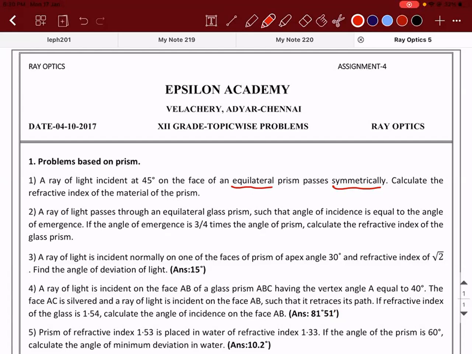First, a ray of light is incident at an angle of 45 degrees. So what is the angle of incidence? 45 degrees, on the face of an equilateral prism. Equilateral prism means the angle of the prism is 60 degrees. It passes symmetrically, meaning angle of incidence is equal to the angle of emergence. And when is this possible? Only when the minimum deviation condition is satisfied, right.